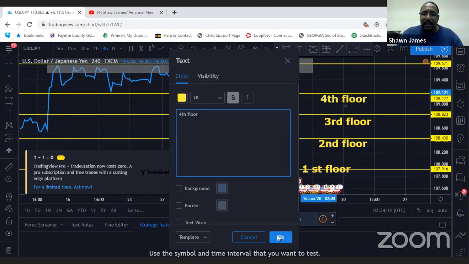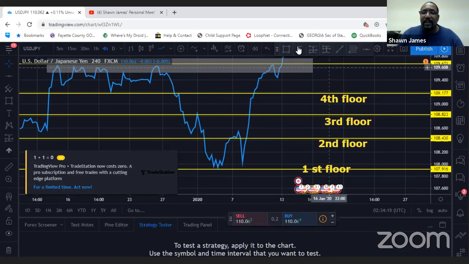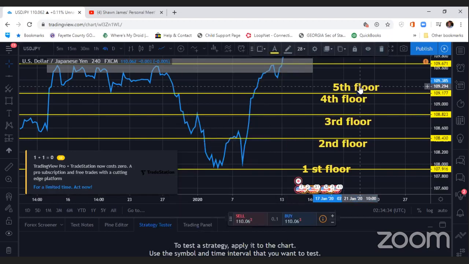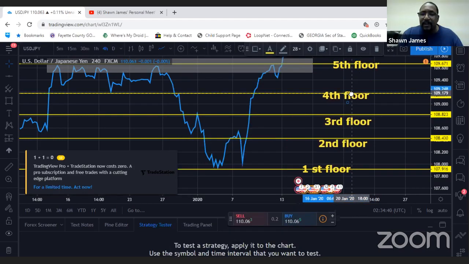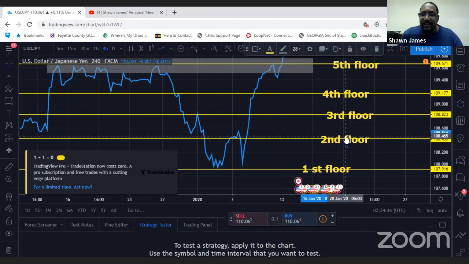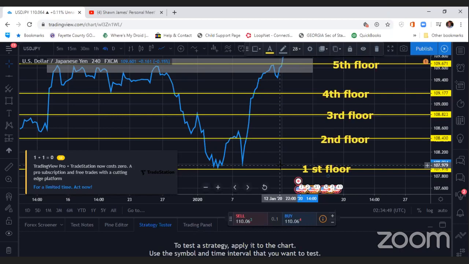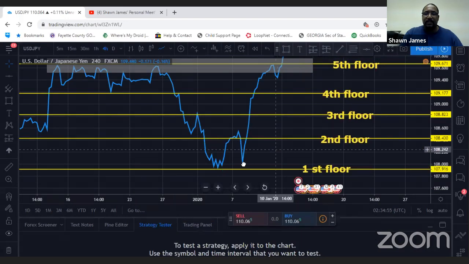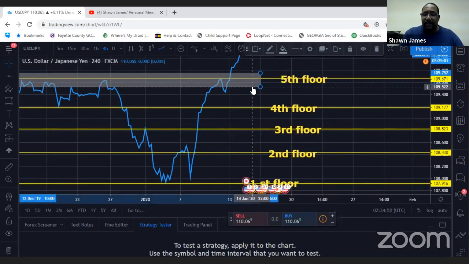And then we'll make this last one. Fifth floor. Brother man on the fifth floor. Okay. Fifth floor. Fourth floor. Third floor. Second floor. Is this the basic TradingView? It's not GoPro. No. Okay. Now let's move that.